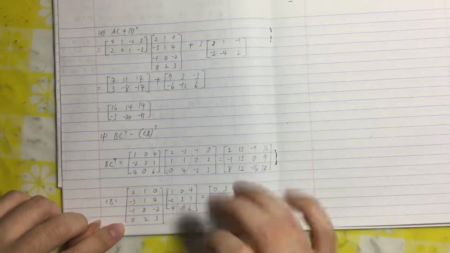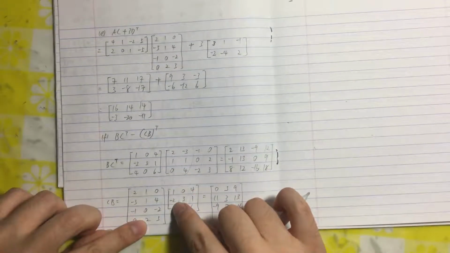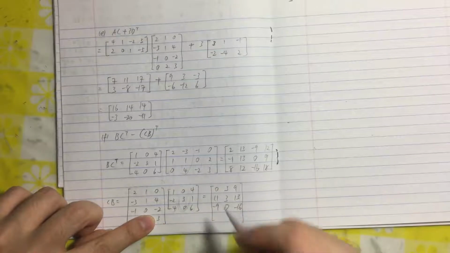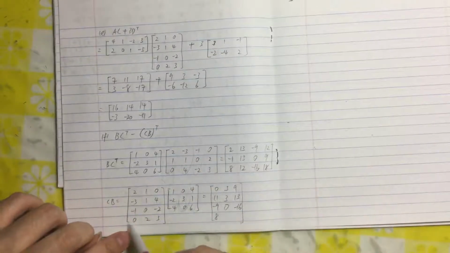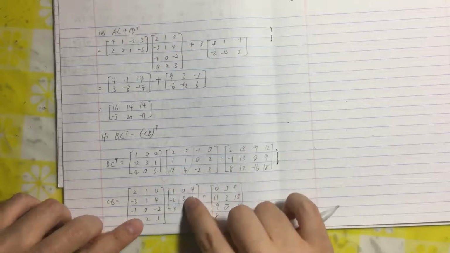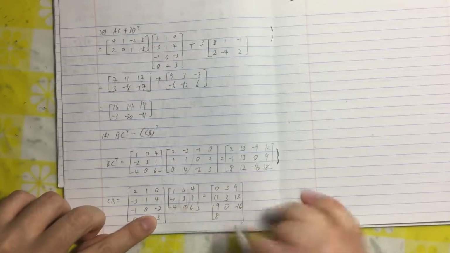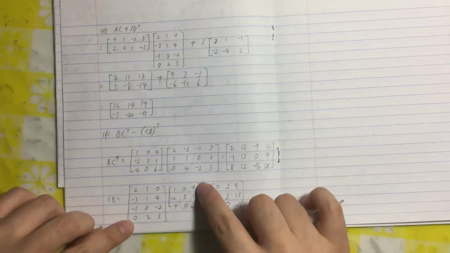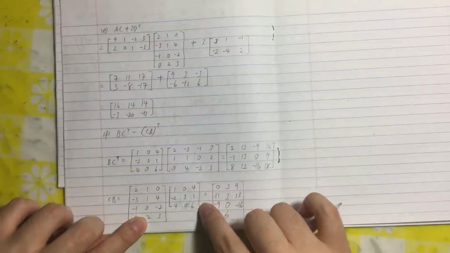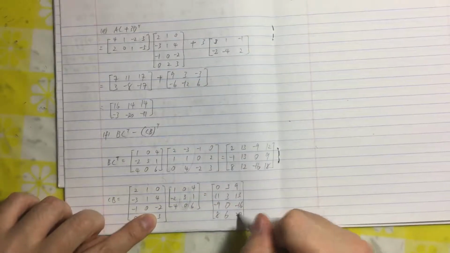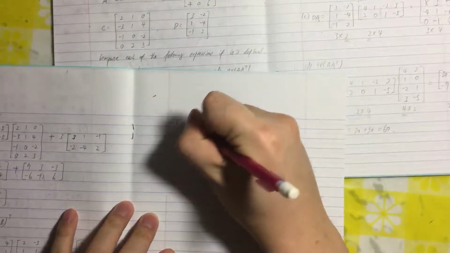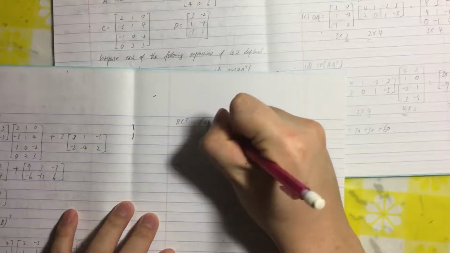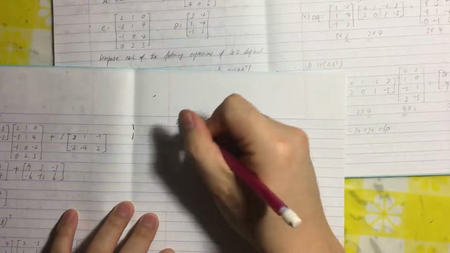Next. 0 plus negative 4 plus 12. Negative 4 plus 12 is 8. Next. 0, 6 plus 0 is 6. Next. Fourth row, third column. 0 plus 2 is 2. 2 plus 18 is 20. That's C times B. Now next, we compute B times C transpose minus C times B transpose. First expression, B times C transpose is what we have here.